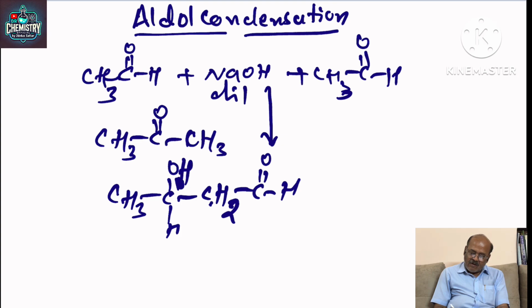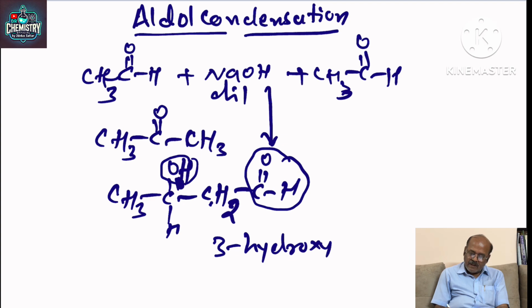Why are these called aldol? Because it contains an aldehyde group as well as an alcoholic group, and this is what we call aldol condensation. The name of this compound is 3 hydroxybutanal. The aldehyde is there, and the alcohol. Carbon 3 becomes hydroxy and this is the aldehyde, so it is called 3 hydroxybutanal. This is just an example of aldol condensation.